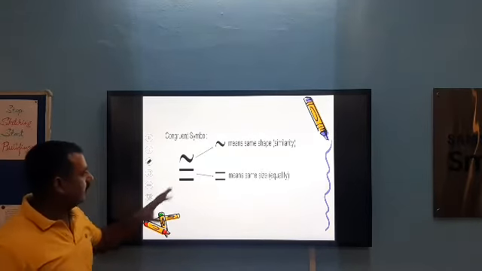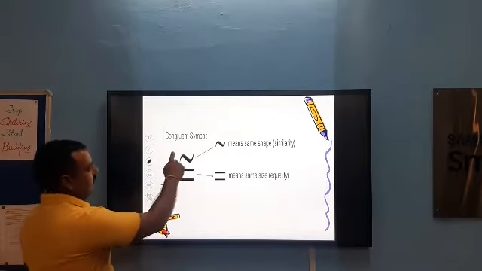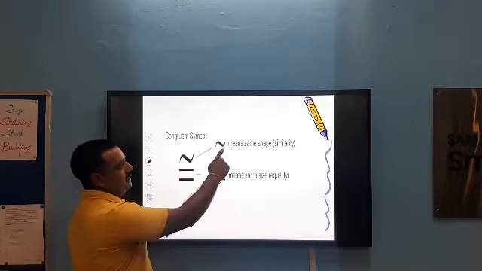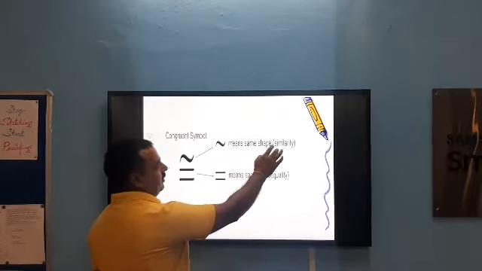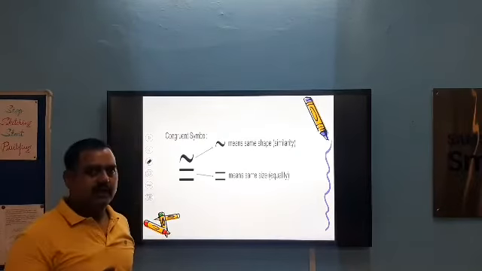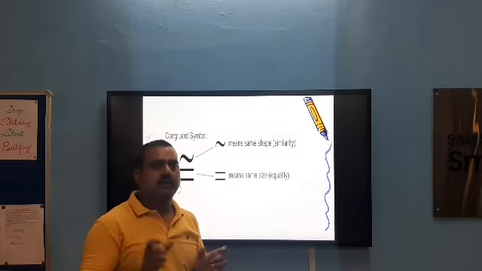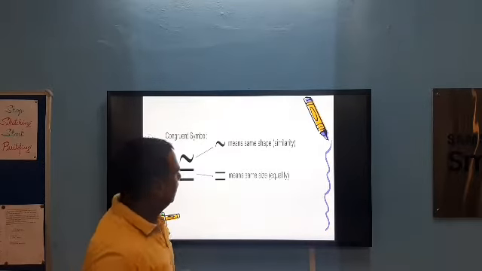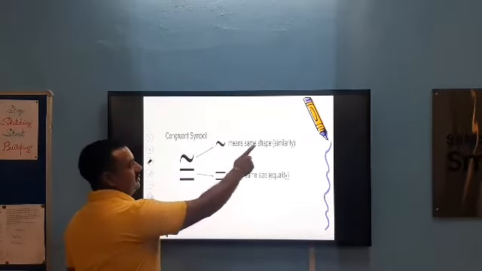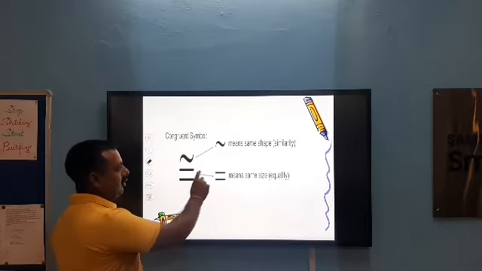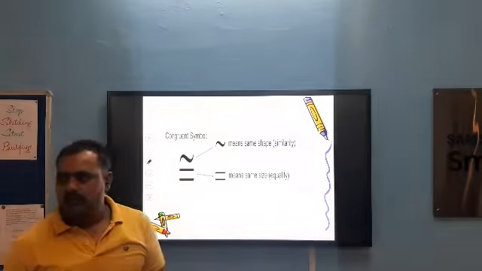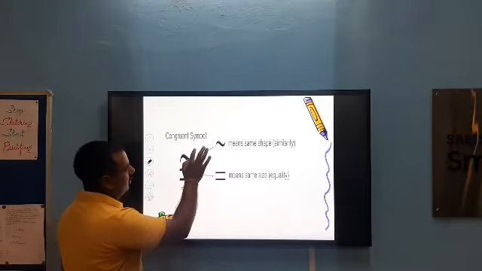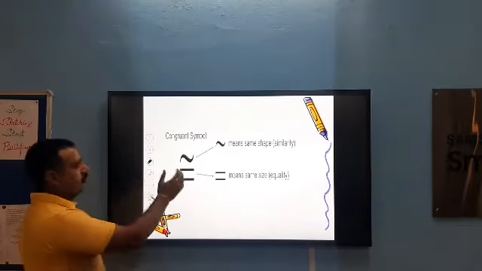Now, the symbol of congruency is this. In this symbol, the upper part means the same shape. This resembles similarity. Similarity means having the same shape, just like equilateral triangles are similar to each other. So this symbol represents similarity, meaning same shape, and the symbol of equality means same size. The combination of these two symbols is the symbol of congruency.